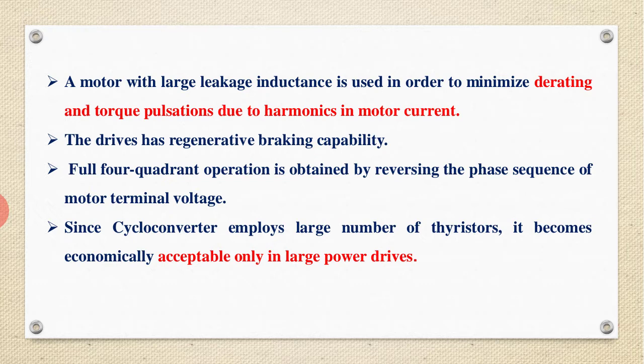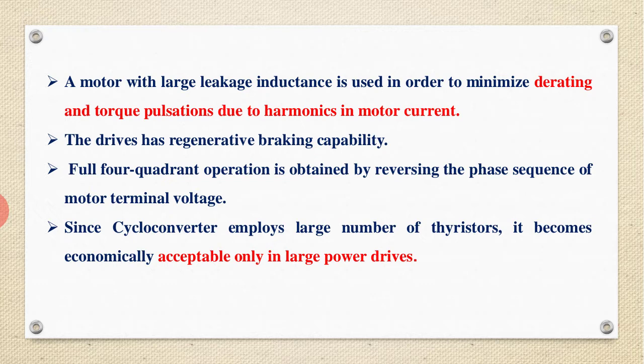A very important point to note in the cycloconverter: the drive has regenerative braking capability and 4-quadrant operation. The 4-quadrant operation is obtained by reversing the phase sequence of the motor terminal voltage. These are the very important points related to the cycloconverter: one is the regenerative braking capability, and the second is 4-quadrant operation by reversing the phase sequence of motor terminal voltage.